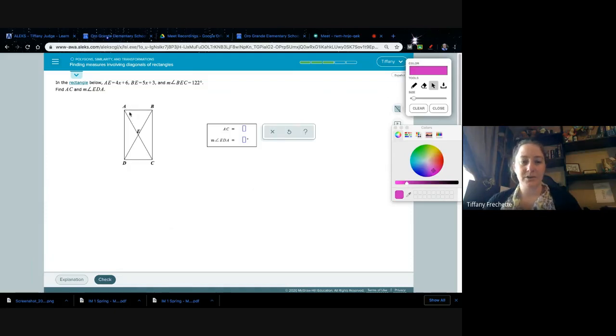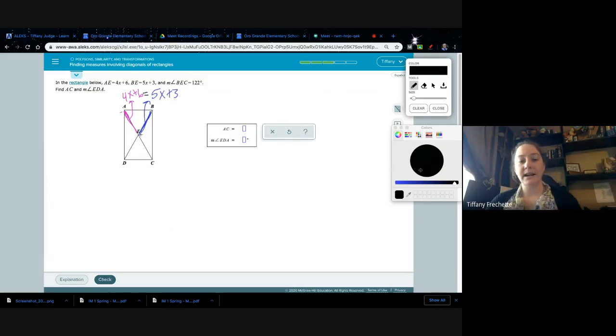Okay, so jumping straight into this one, we have AE, and that equals 4x plus 6. BE, so they're doing the same thing they did on the last one, aren't they? They're giving us these two halves, and BE equals 5x plus 3. And remember, even though they're halves of different diagonals, we know the diagonals are congruent. They bisect each other, so all the halves are equal. So here's our first equation we're going to work out.